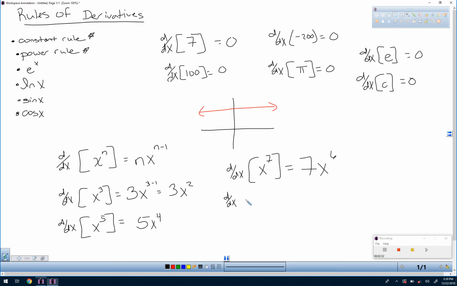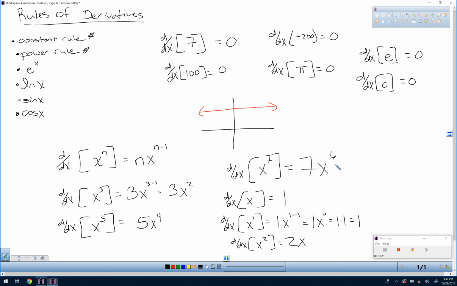Another thing I want you to know and realize is that the derivative of x would just be 1, and I can prove that to you. It's by the power rule. The derivative of x, well, that's x to the first power. By definition, you bring the power in front, so it's 1 times x to the 1 minus 1, so that's 1 times x to the 0 power, and anything to the 0 power is 1, so you get 1. So just remember the derivative of a linear variable is just 1, and also the derivative of x squared would be 2x, but that is the power rule.